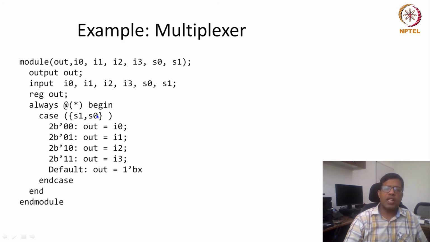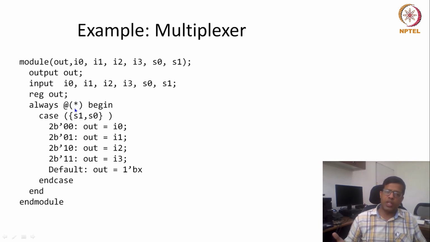So these are all right hand side variables, and in short, we can also write at the rate, parenthesis and asterisk. This asterisk or wildcard means that all the variables which we are going to read would be in this sensitivity list. So when any of these variables gets changed, we are again triggering this particular always block. So this is how we can model a multiplexer.